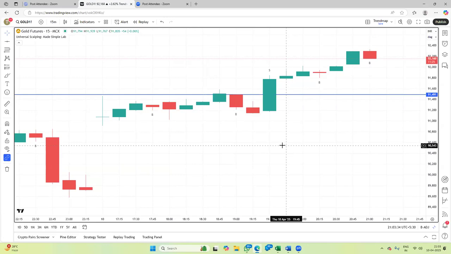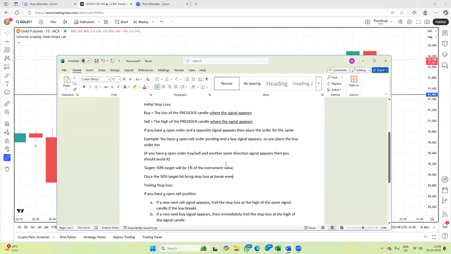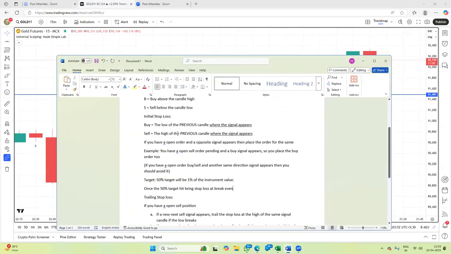Now, here is a problem. As you can see, in this case, after execution, we can't place the stop loss here. We have to place the stop loss based on the low of the previous candle, whichever is lower. And here we need to write down whichever is higher. Point clear? Yes, sir. Good.